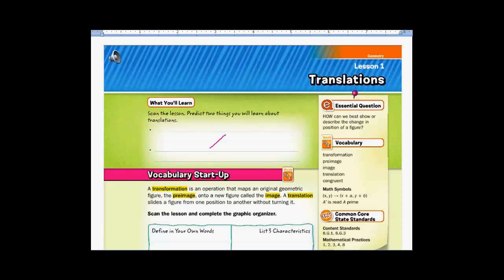So it's just going to take a figure such as that. This is called the pre-image. This is the shape before you do anything to it, onto a new figure called the image. So if we're talking about translations today, which is basically a slide, this is the pre-image, ABC, and you're taking it and sliding it so many units to the right. And so that's what that's called. This is a pre-image, this is an image. So before and after. A translation slides a figure from one position to another without turning it.